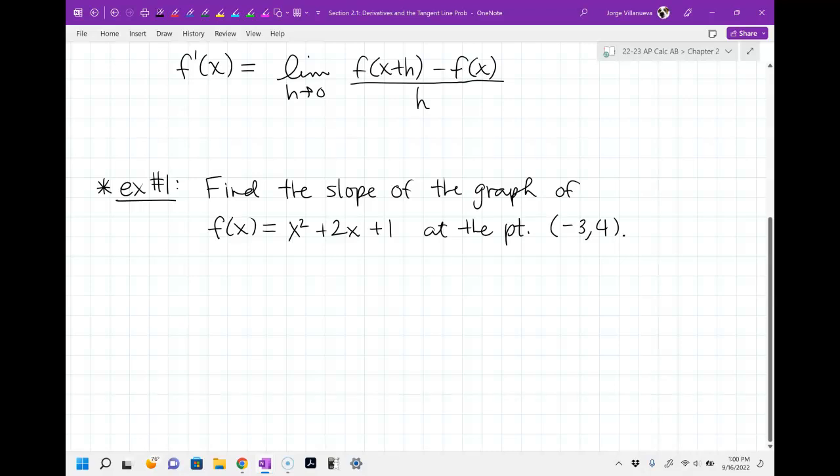So finding the slope of the graph. If I were to graph this and go to the point negative 3, 4, there should be some kind of slope right there. That's going to tell me the slope of the tangent line that's supposed to cross through that point. Okay? So right now we'll do the work, and I'll show you a picture of it. We'll use Desmos just to help us out a bit.